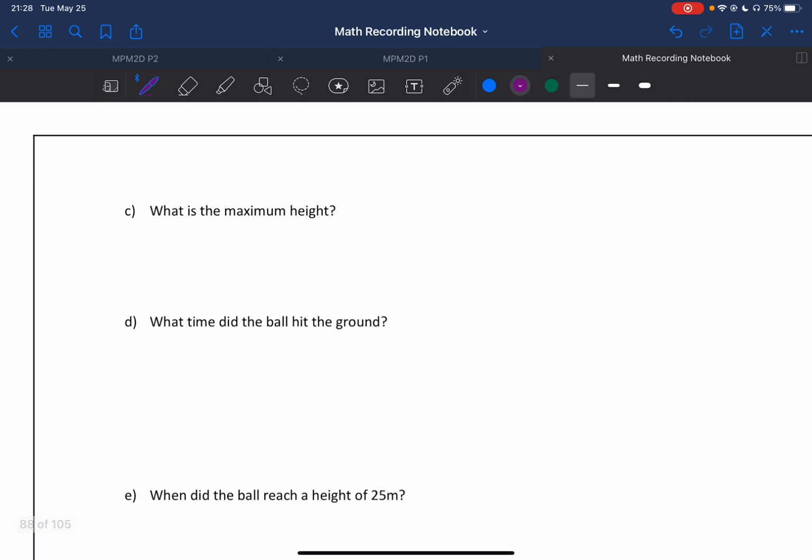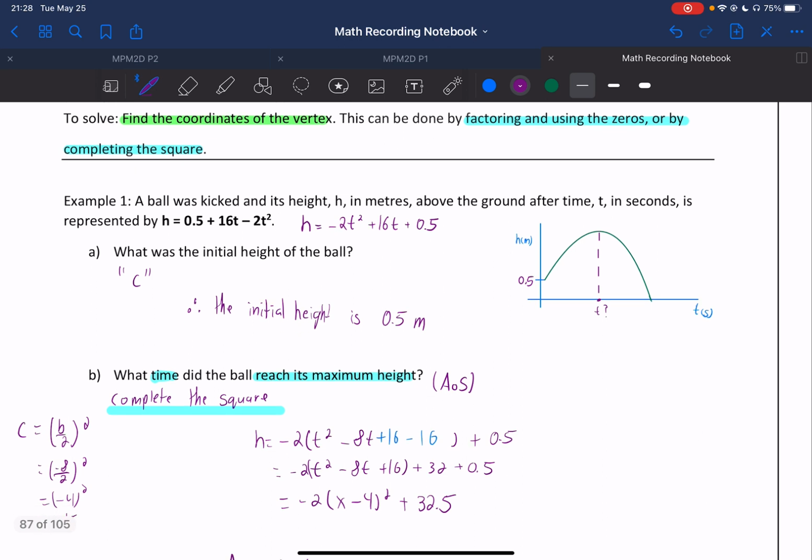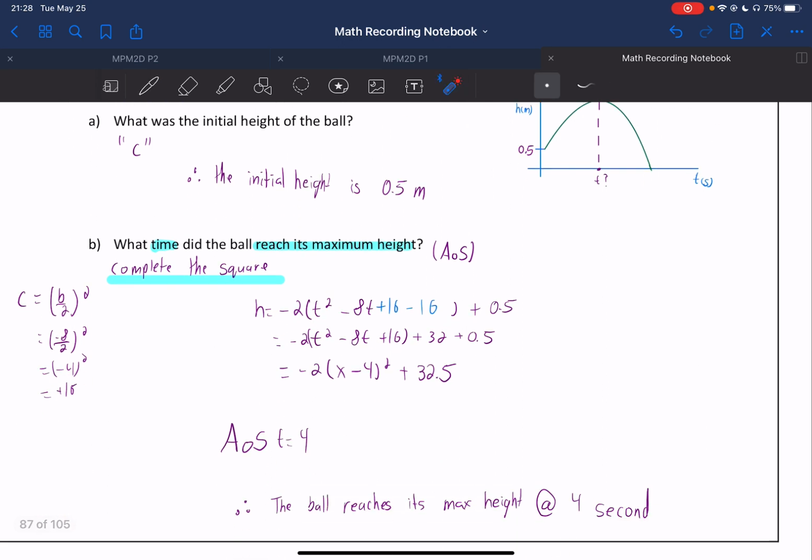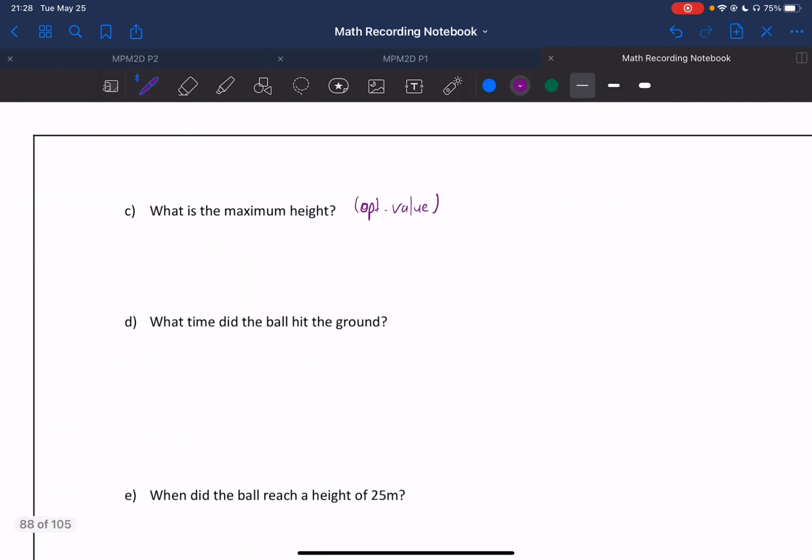What is the maximum height? That's the optimum value. Now, if you remember back to our first lesson, the optimum value is the y value of our vertex. If we go back here, the y value of our vertex is right here. It's our k, so our 32.5. So we can say from that information, therefore, the max height reached is 32.5 meters.